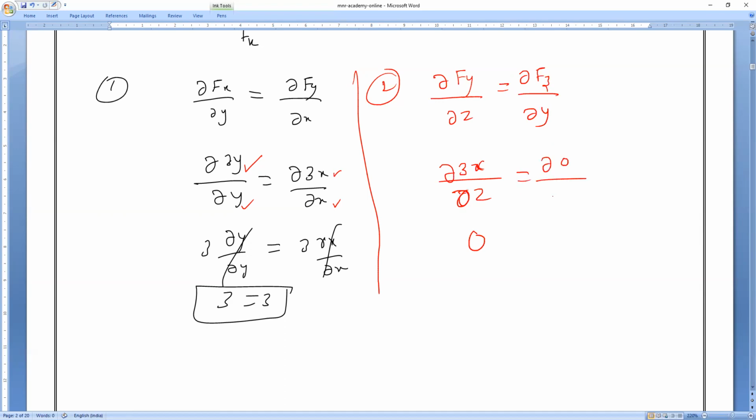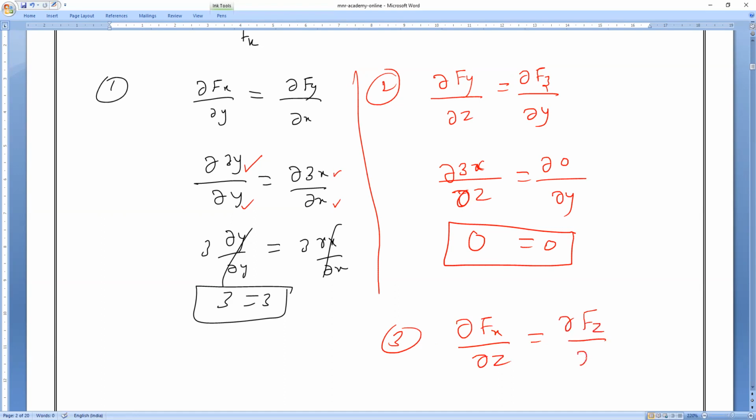No value exists, divided with respect to y, which also equals 0. So what is the answer? Everybody, 0. Next, the third one. What is the third one? ∂Fx/∂z equals ∂Fz/∂x.